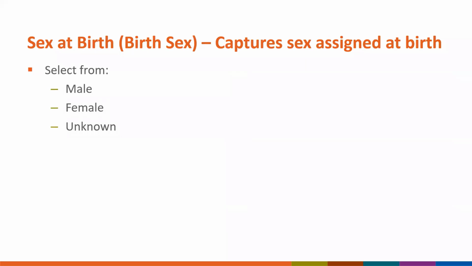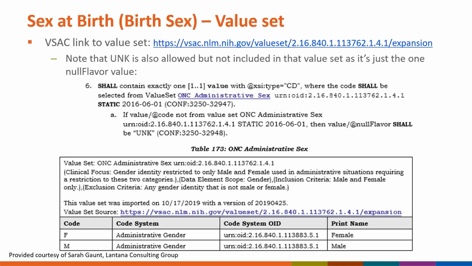I just want to quickly review the proposed variables in the next few slides. Sex at birth, or birth sex, is the sex assigned at birth and is intended to capture administrative sex. The options will be male, female, and unknown. And this field will be located in the patient demographics section. Next slide, please. And this is a look at the administrative sex value set from the Value Set Authority Center, or VSAC. And this was provided to us by Sarah Gaunt of the Lantanus Consulting Group. Next slide, please.